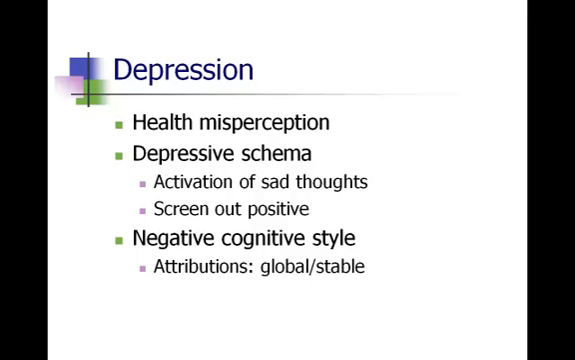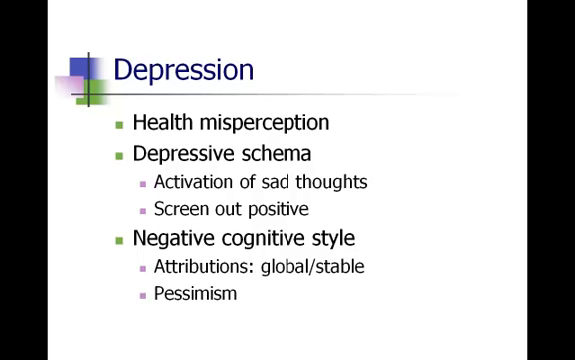So something bad happened, it's always going to be that way, and it affects everything. Right? So when you fail one test, well, that's because I fail at everything, global, and I will always fail at everything, stable. Right? Which, if you think like that, is going to make you feel worse, right? And when you feel worse, you're more likely to think like that. So again, these things feed on each other. So it's about attributions of bad things that have happened, right? Which again, don't forget, you're screening out the positive already.